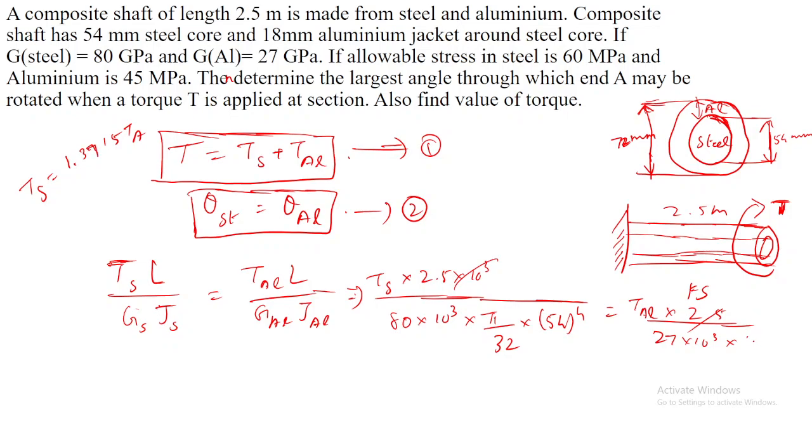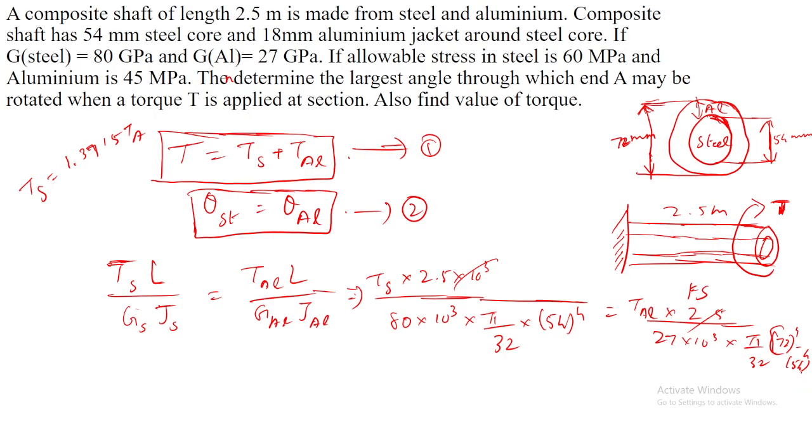Okay, so here it is pi by 32. What is d to the power 4? 72 the whole power 4 minus 54 the whole power 4. Okay, sorry. So if I solve this, I should get this relation. Sir, why is it 72 to the power 4? It must be 90 to the power 4, sir.